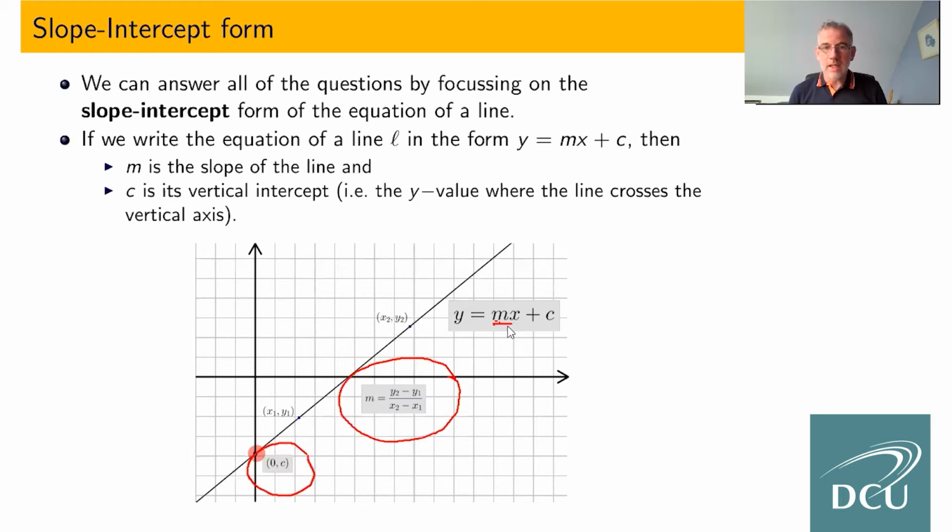And indeed, we can see that in the equation. If we were to take x equals 0, we'd find that y equals c. In other words, x equals 0, y equals c satisfies the equation for the line and therefore represents a point on the line. So that's our slope-intercept form of the equation of a line. y equals mx plus c: m is the slope, c is the value of y where the line crosses the vertical axis. So we call that the vertical intercept or the y-axis intercept.